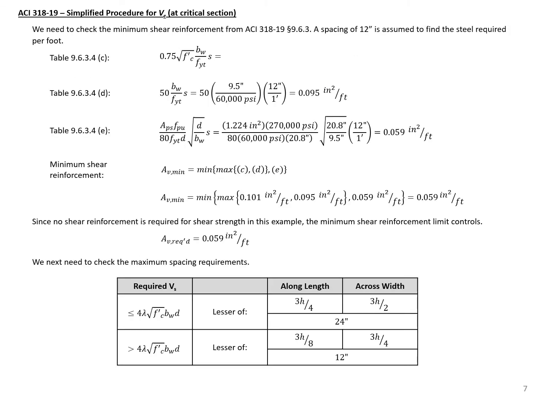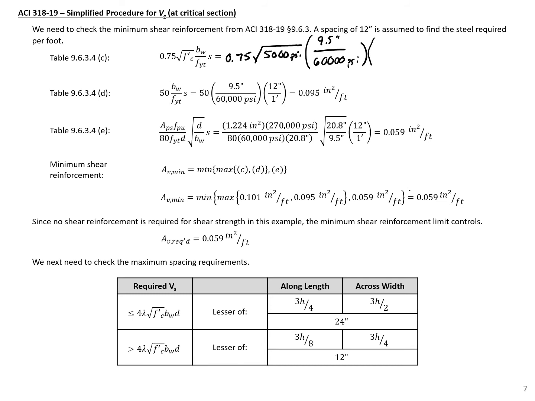We found on the previous slide that we don't need shear reinforcement for strength, but we do need to provide minimum shear reinforcement. So we'll need to calculate how much minimum shear reinforcement we need. We can plug in our values into the given equations from ACI 318. We'll start at the top here, 0.75 times the square root of 5,000 PSI times our bw, which is 9.5 inches, divided by 60,000 PSI. We need to make sure our units are consistent here, so use PSI everywhere when you're using ACI 318.